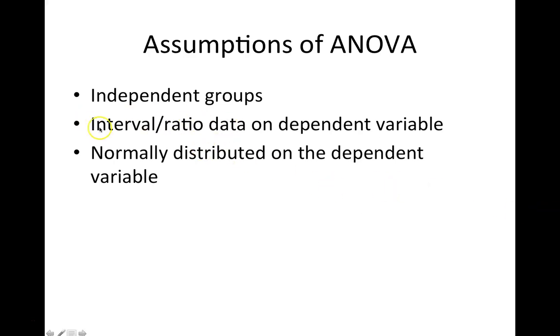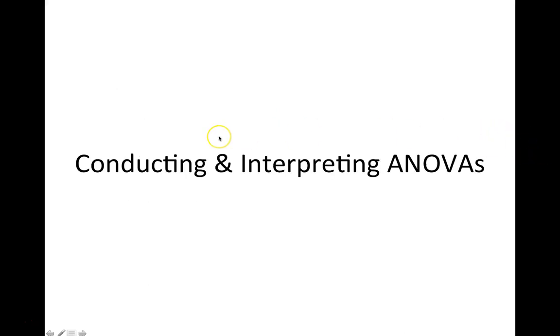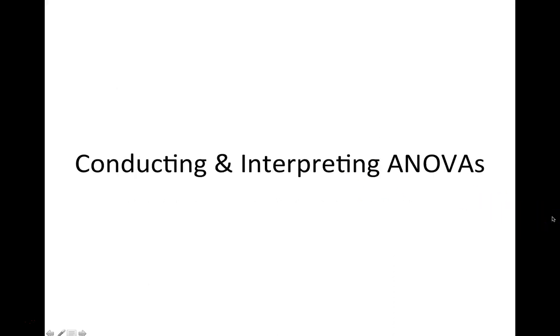Another assumption is that we have a continuous outcome variable, continuous dependent variable. So interval or ratio data on that dependent variable, and that people are normally distributed on the dependent variable. And so we'll talk more about violations of that assumption in just a second. And then, much like the t-test, we also have an assumption that there's homogeneity of variance and or equally sized groups. So the homogeneity of variance assumption is fairly robust to violation, particularly when we have equally sized groups on each of those categories.